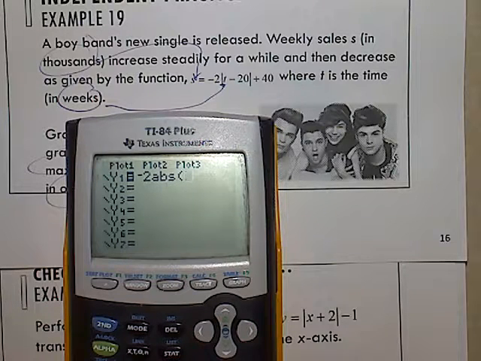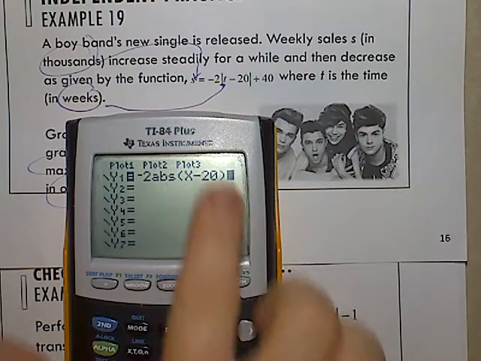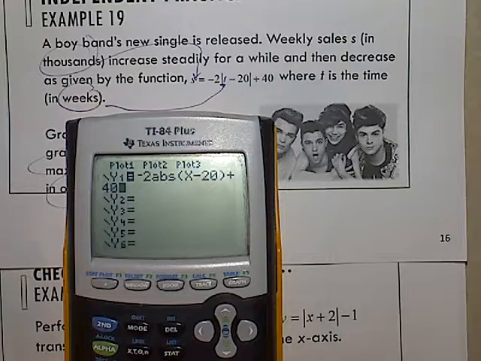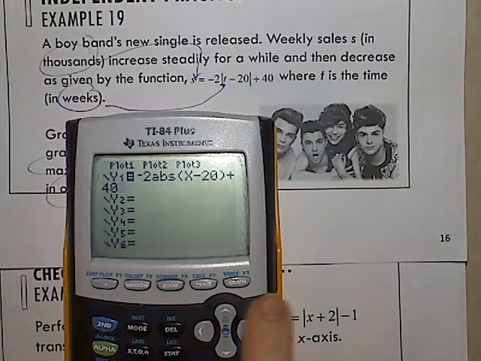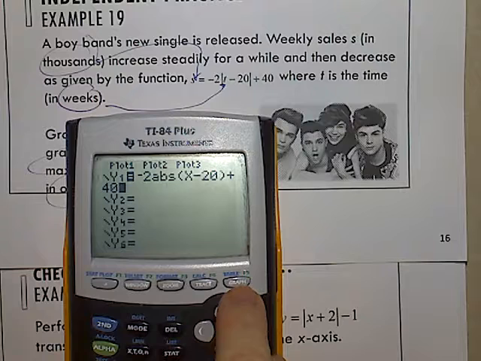Just so I know where we are, can you raise your hand if you're to this point right now? Help your partner if they're not there. If you are there, type in x subtract 20. Then after the parentheses, do plus 40. And now in the top right-hand corner, you're going to see the button for graph. Hit graph next.